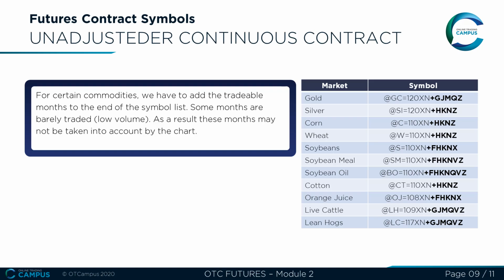Soybean contracts are available for the following months each year to trade: January, March, May, July, August, September, and November. If a trader using TradeStation were to use the symbol @S=110XN, their charts would be putting the August soybean prices on their continuous charts. And once August expires, then it would be putting the September prices on their continuous charts. Just like a continuous chart is supposed to do.